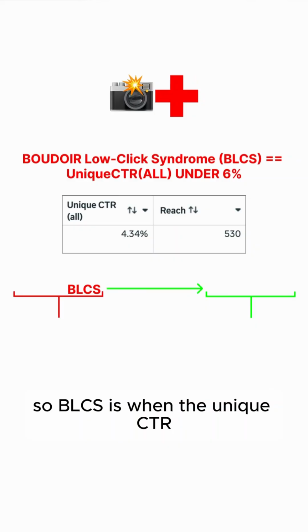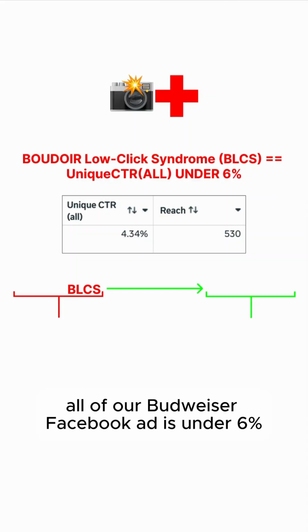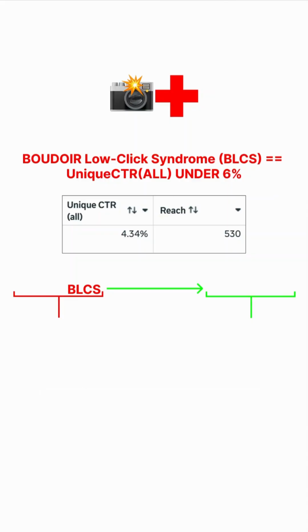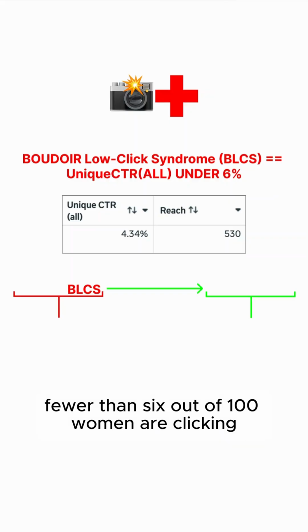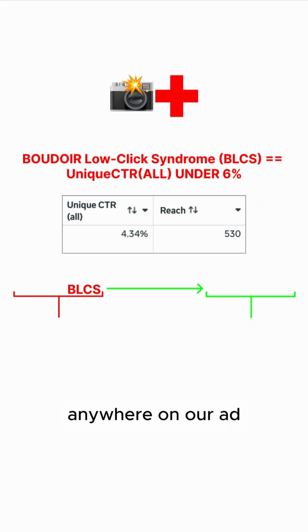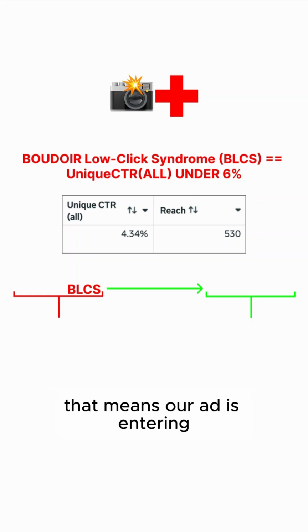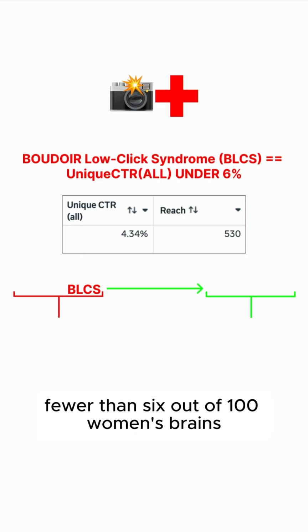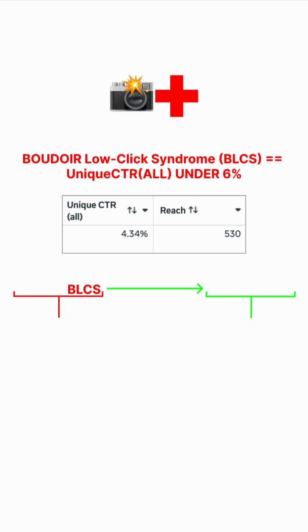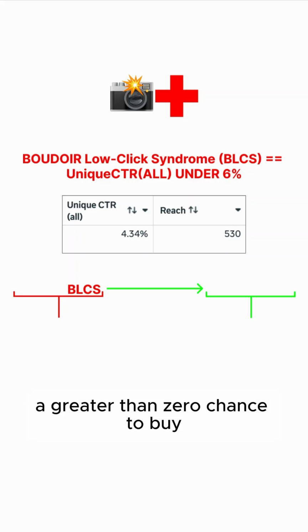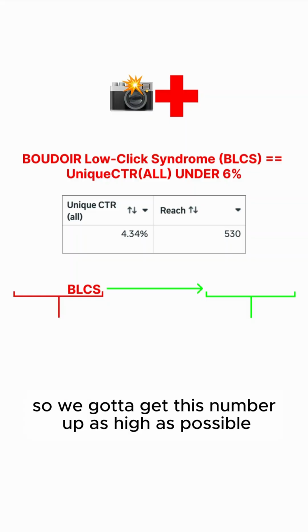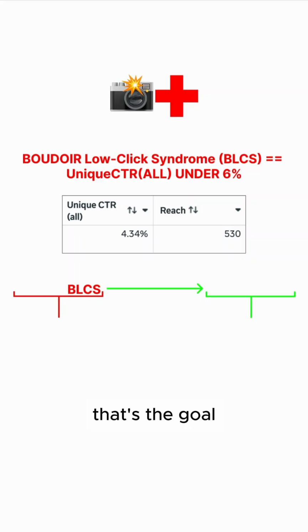So BLCS is when the unique CTR of our Boudoir Facebook ad is under 6%, aka fewer than 6 out of 100 women are clicking anywhere on our ad. That means our ad is entering fewer than 6 out of 100 women's brains, and that means fewer than 6 out of every 100 women that see our Boudoir Facebook ad have a chance, greater than zero chance, to buy. So we've got to get this number up as high as possible. That's the goal.